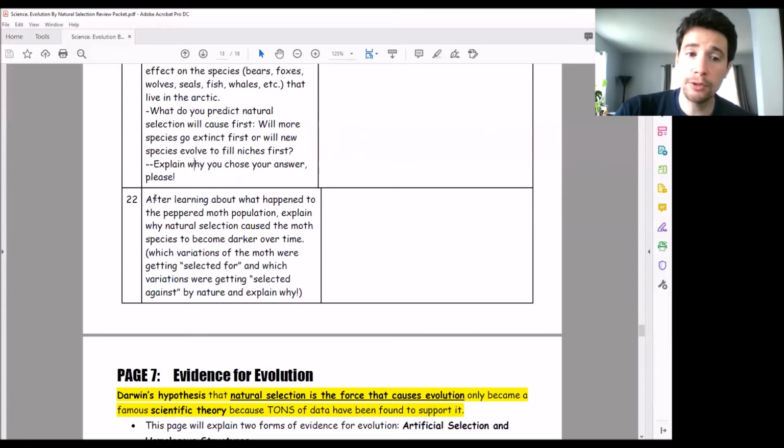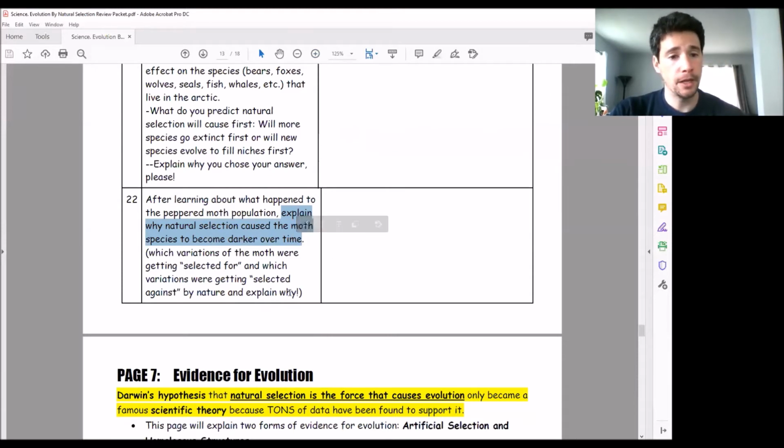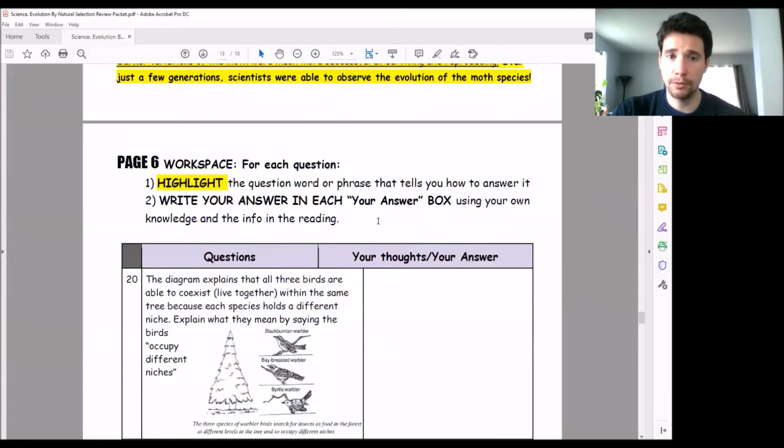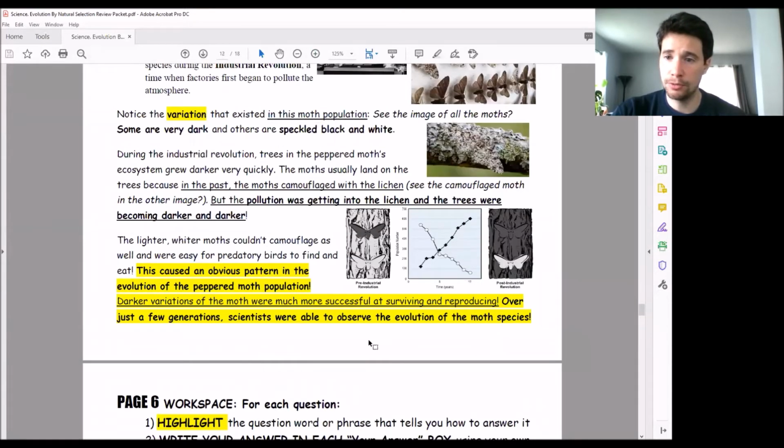Question 22 says, after learning about what happened to the peppered moth population, right? Explain why natural selection caused the moth species to become darker over time. So explain why natural selection caused the species to become darker over time. So that's what you should highlight there, right? That should make sense, right? Based on the information that you should have read up in this section here.